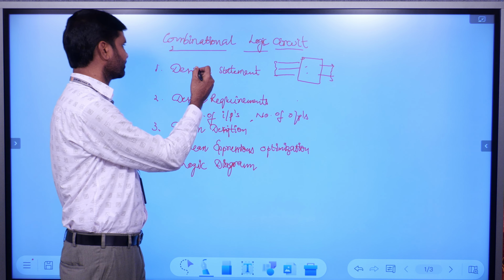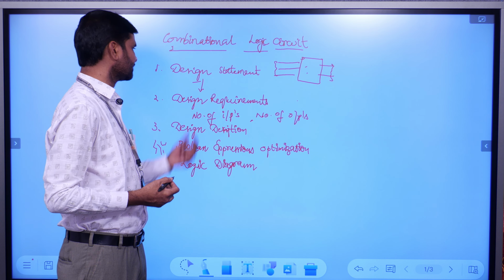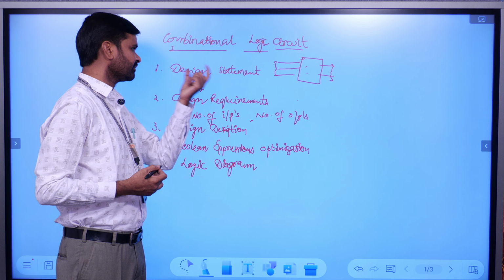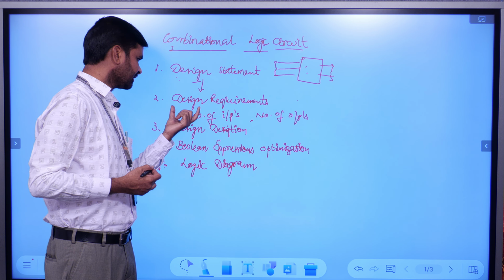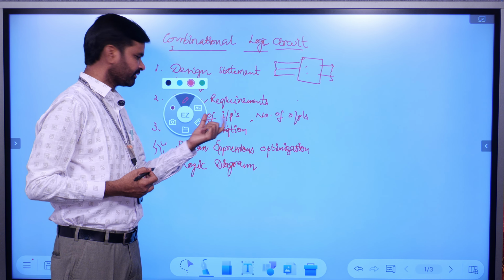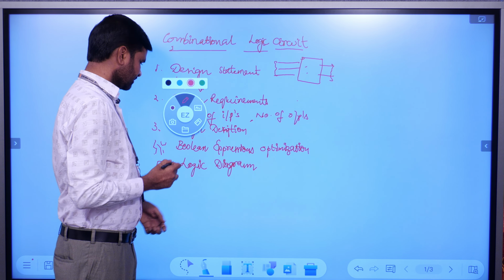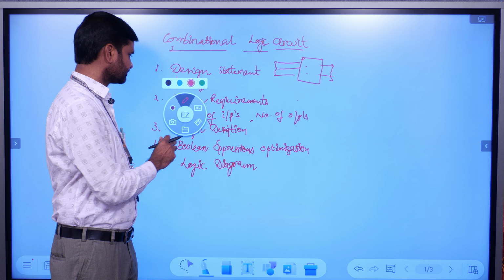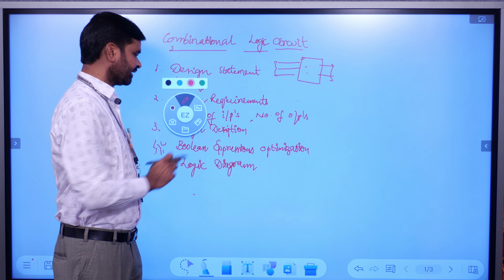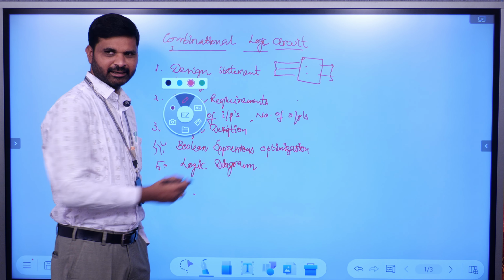So this is the basic fundamental procedure of the combinational logic circuits. Now let us review the total procedure of the combinational logic circuit: the design statement, design requirements like number of inputs and number of outputs, design description, Boolean expression optimization and logic diagram.